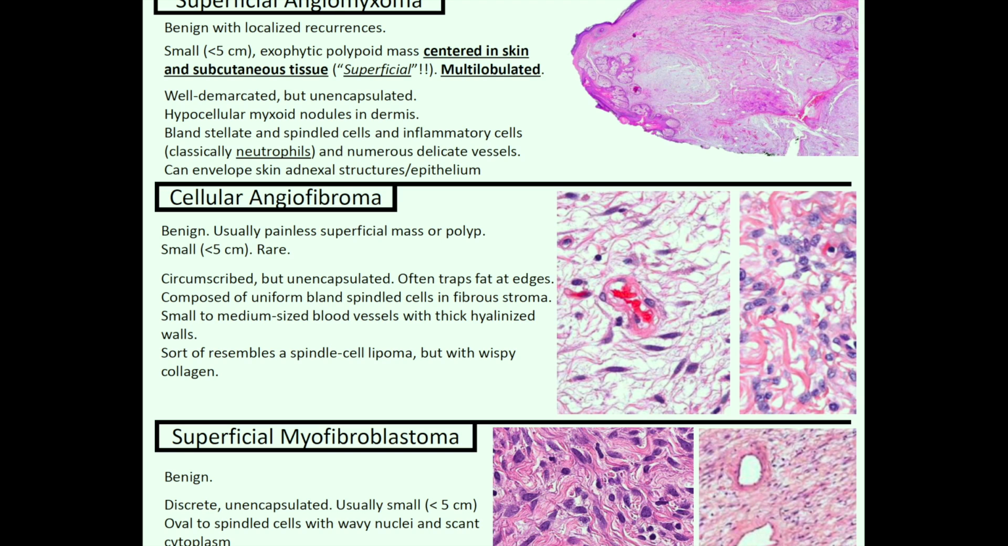Moving right along, we've got superficial angiomyxoma. So this is benign with localized recurrences. It's small, often under 5 centimeters, an exophytic polypoid mass, centered in skin and subcutaneous tissue, hence the name superficial, and it's often multilobulated. It's well demarcated but unencapsulated, and you have hypocellular myxoid nodules in the dermis, with bland stellate and spindled cells and inflammatory cells, classically neutrophils, with numerous delicate vessels, and it can envelop the skin and adnexal structures or epithelium.